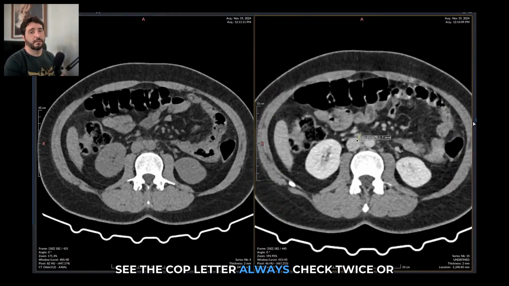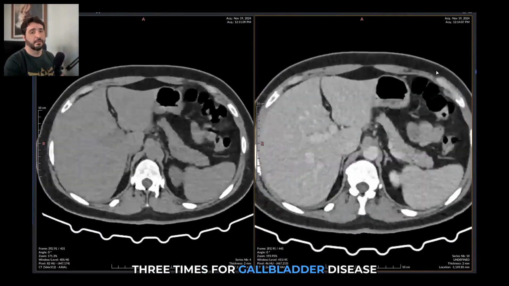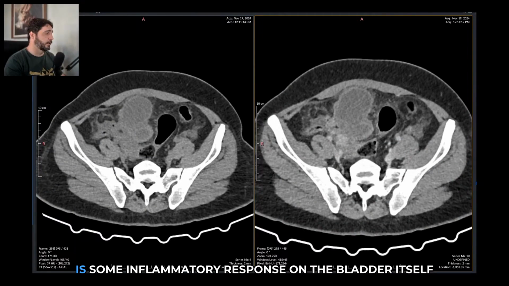Let's see the gallbladder. Always check twice or 3 times for gallbladder disease. No gallbladder disease. There is some inflammatory response on the bladder itself.